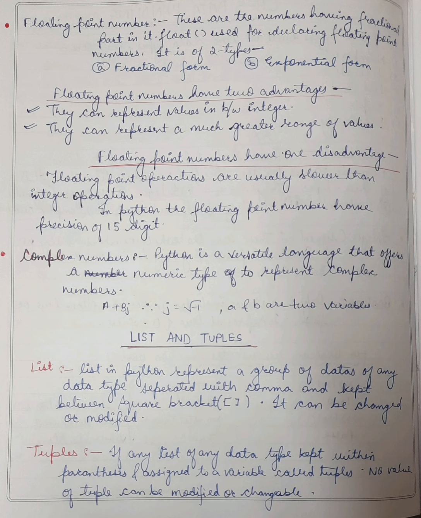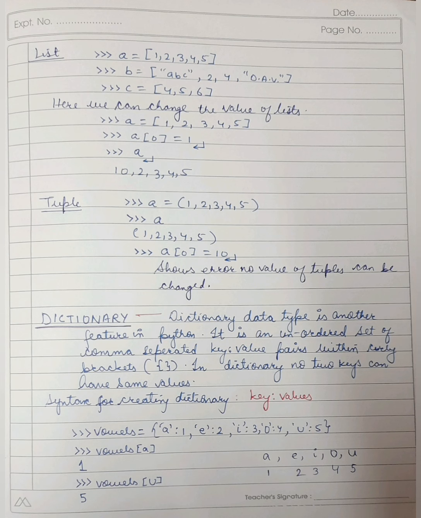No value of a tuple can be modified or changed. So now here we will see a clear-cut difference between list and tuples. First, list. Here a is equal to, enclosed in square brackets, numbers 1, 2, 3, 4, 5. Then next, b is equal to abc, 2, 4, dav. Then c is equal to 4, 5, 6.